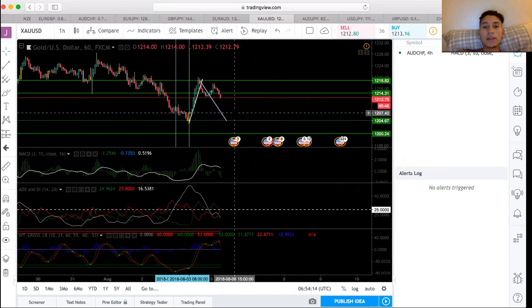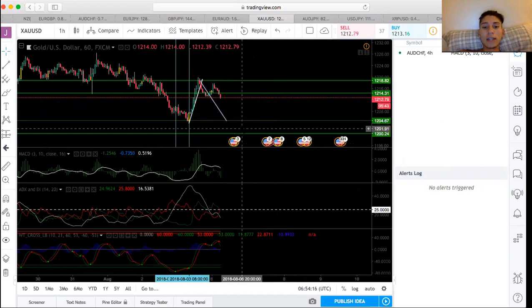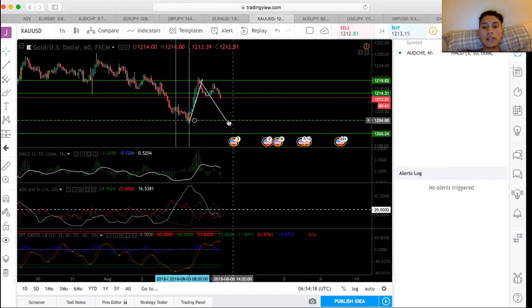My bias about this, by the way, is I'm predicting that gold is going to hit this area right here, this take profit of 1204. It could hit the lower one, but I'm calling out at least right here.